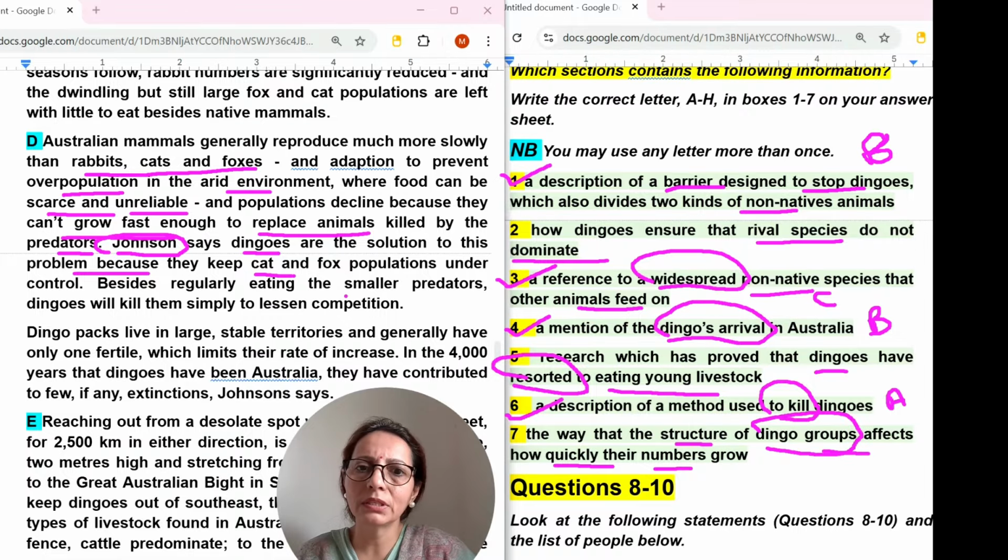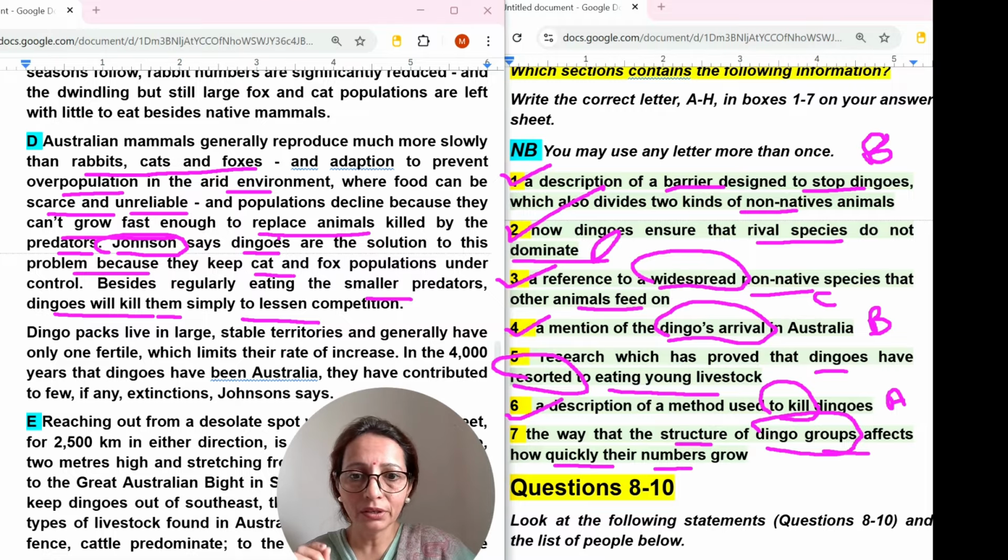Besides regularly eating the smaller predator, dingoes will kill them simply to lessen competition. Dingoes will kill rats, rabbits, cats, and foxes. So how dingoes, so one number is gone. How dingoes ensure that rival species do not dominate? So yes, they are talking about this same thing. So this person has given a solution. Dingoes are the solution to keep them in control. How dingoes ensure that rival species do not dominate? So we will mark it with D number, this one.